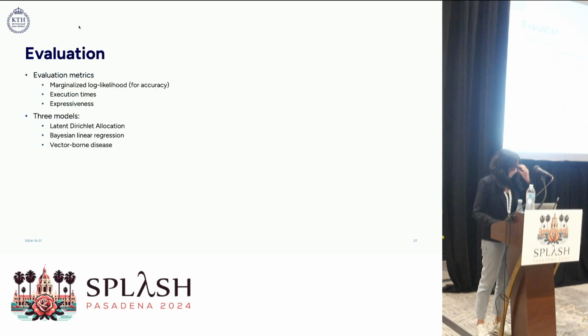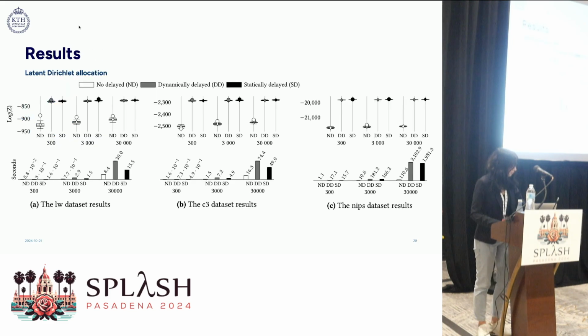So we evaluate that on 3 models, and the first of the models is the latent Dirichlet allocation model, which is topic modeling. On the top, we see the marginalized log likelihood, and then we evaluate this with 3 cases: on the left-hand side we have no delayed, the second is dynamic delayed, and finally our static delayed approach.